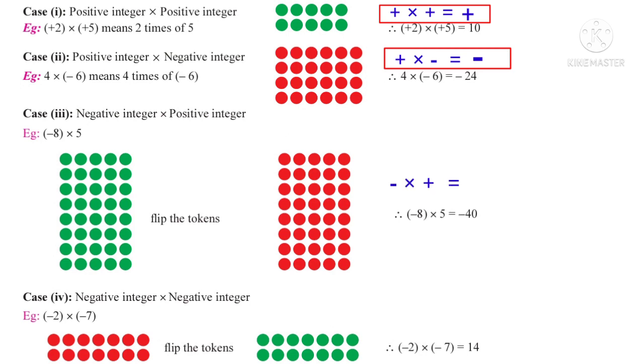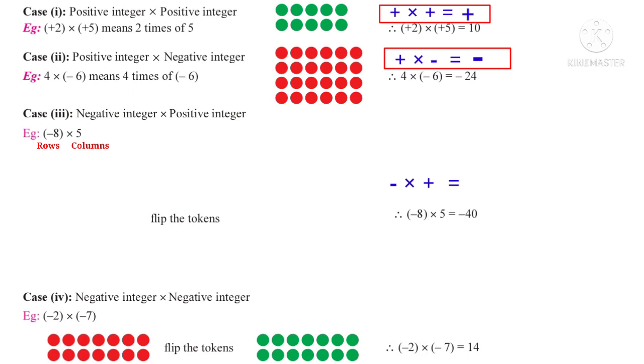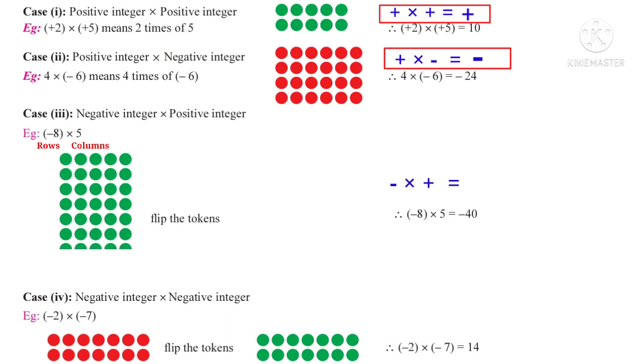For this, let us take an example, minus 8 into 5. Here minus 8 indicates rows, 5 indicates columns. That is, we have to put in the first row plus 5, that means 5 green tokens, and in the second row 5 green tokens, third row 5 green tokens, fourth row 5 green tokens, fifth row, sixth row, seventh row, eighth row, 5 green tokens are put.